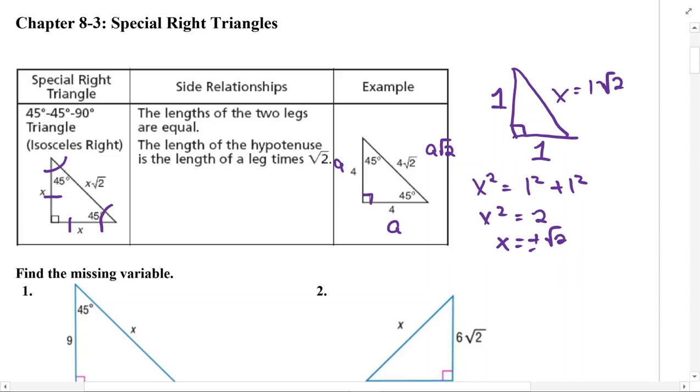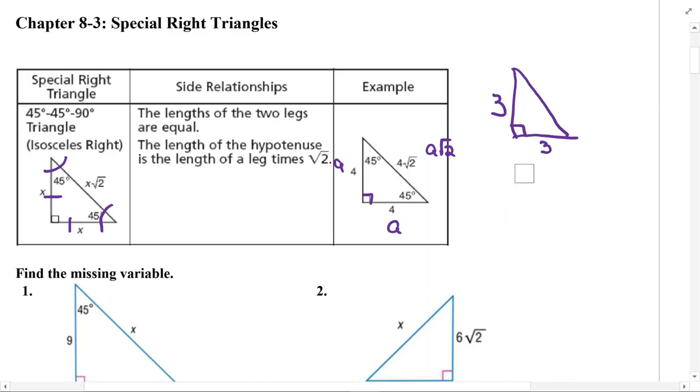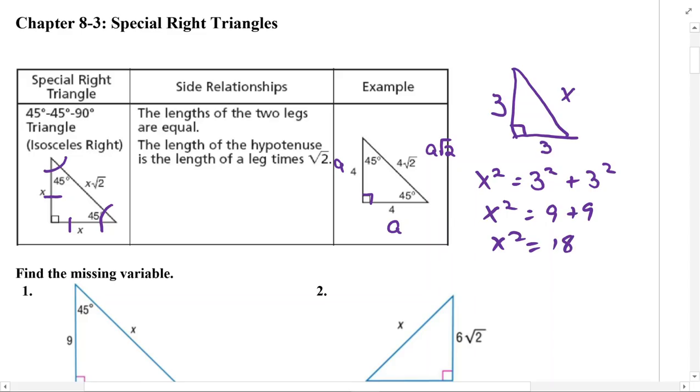Doesn't matter what the sides are. For example, if I change this to 3 and 3 and apply the Pythagorean theorem again to find the hypotenuse, I would have x squared equals 3 squared plus 3 squared. So x squared equals 9 plus 9. X squared equals 18. So if I look at 18, that'd be 2 times 9, which gives us 3 and 3. That would give us that x equals plus or minus 3 rad 2.